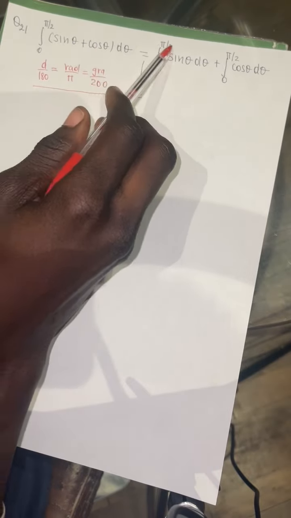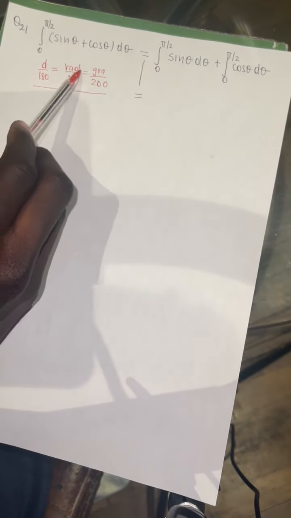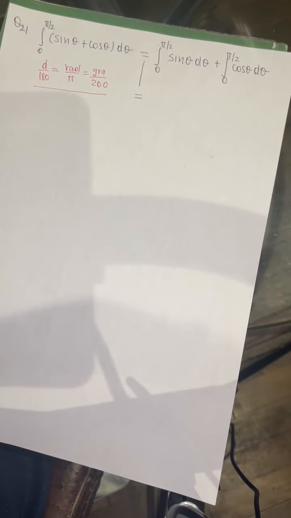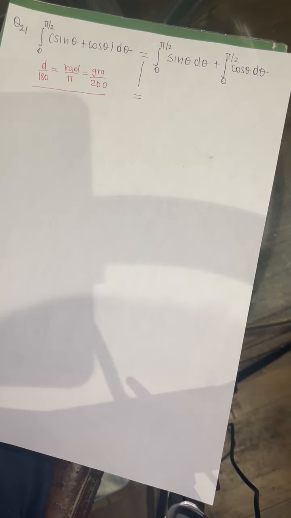So when you have pi over 2, which is in radians, you can convert it to degrees and then leave your calculator in degrees, and the answer is going to be the same. But here I'm going to use my calculator in radians. I will also tell you guys, put your calculator in radians so that you don't have to do this work.